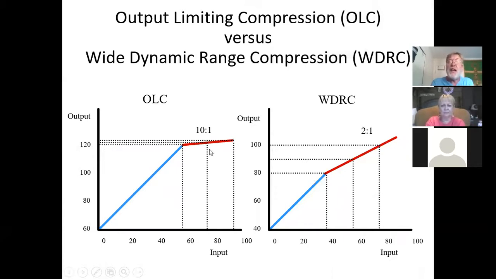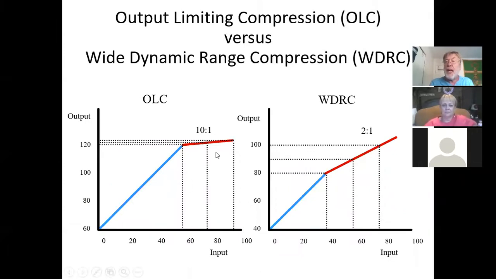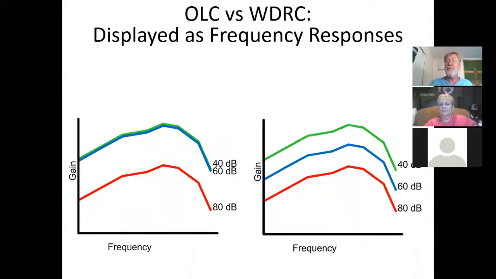So OLC has its focus as the ceiling. Wide dynamic range has as its focus the floor, because it's providing linear gain for those soft inputs. That's what you wanted. That's what you're after, okay? And if you are describing what's happening here in terms of frequency responses again, output limiting on the left, watch what happens. For soft inputs, you might be providing a lot of gain.